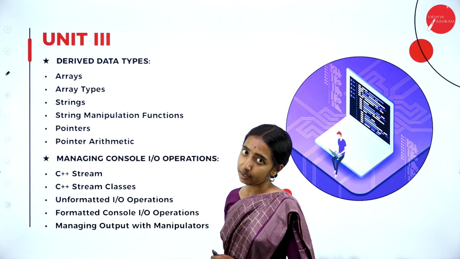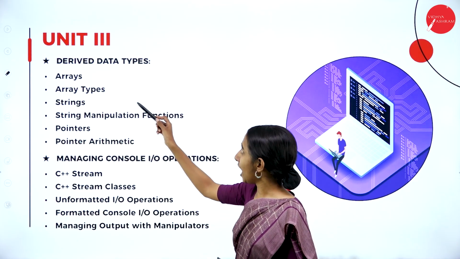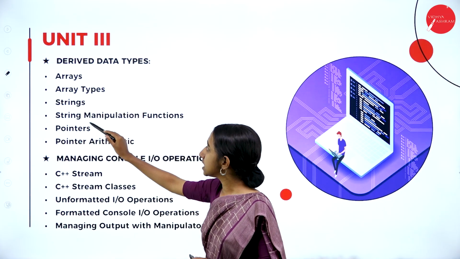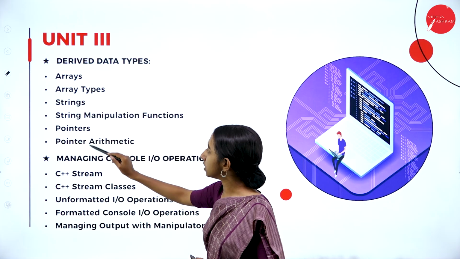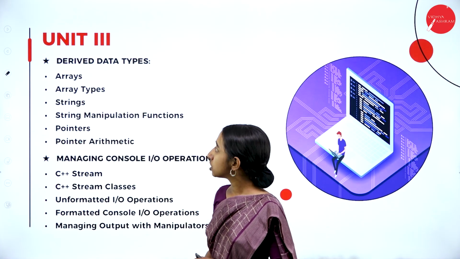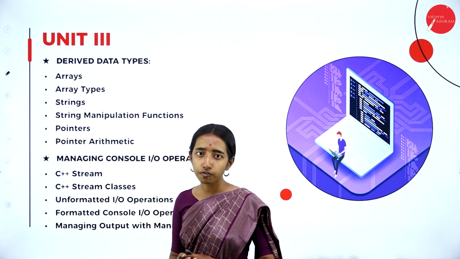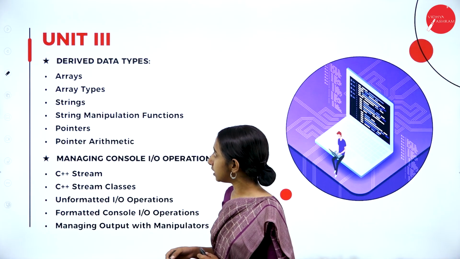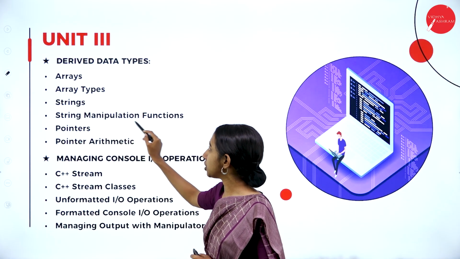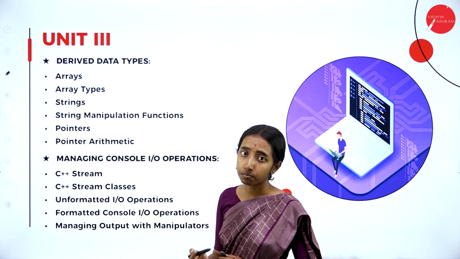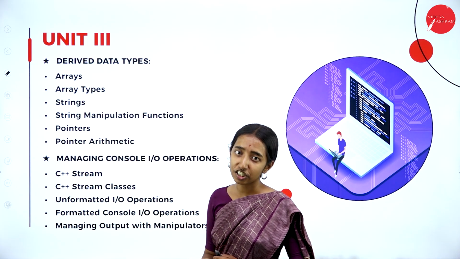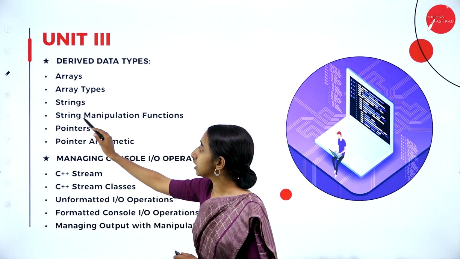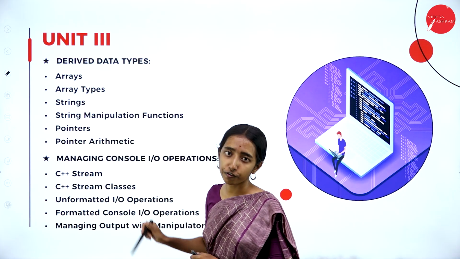So unit 3. In unit 3, we are having derived data types. In that, we are having arrays, array types, string, string manipulation, function, pointers and pointer arithmetic. So what is array? What are all the different types of array? We're gonna learn in derived data types in unit 3. After that, we are having string, string manipulation function. There are different string manipulation function, string concatenation, string compare. So we will have different function particularly for the string to have a manipulation of the data.